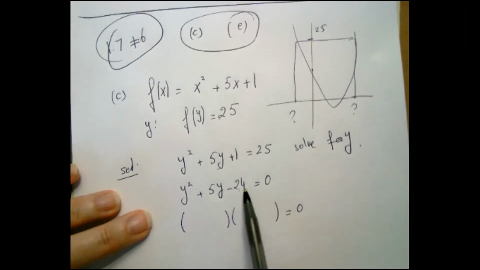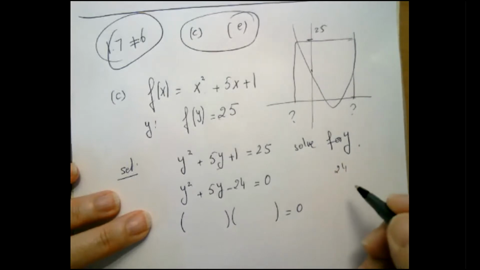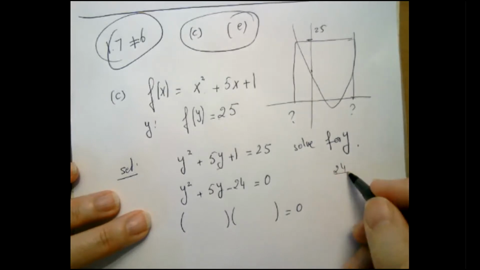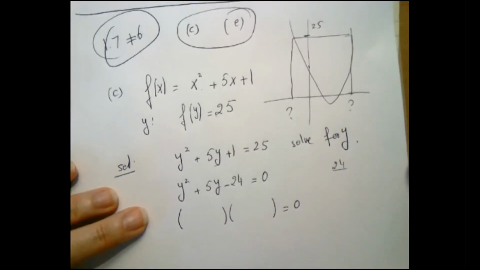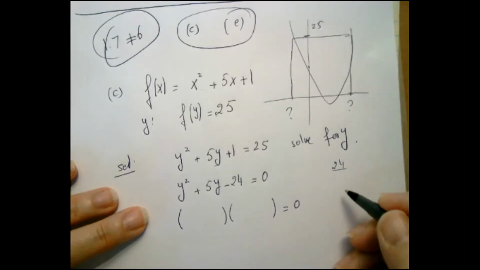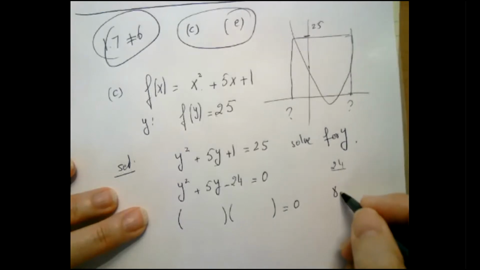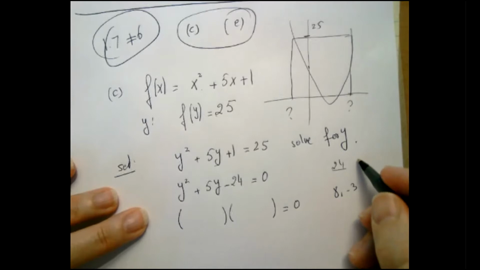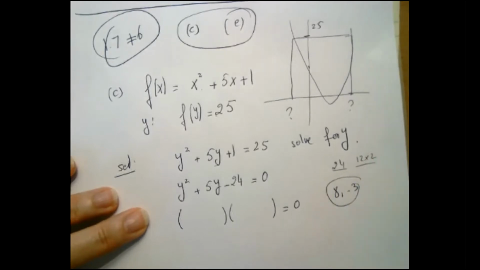Now to factor, I have 24. Then I ask myself, okay, which numbers, when I multiply them, I will get minus 24, and when I add them, I get 5? Anybody? Which numbers will do? Anyone find any numbers? 8 and minus 3. I mean, there are a lot, but you have to go through them. No, there are 12 times 2, but they will not do the job. 8 and 3 will do the job.